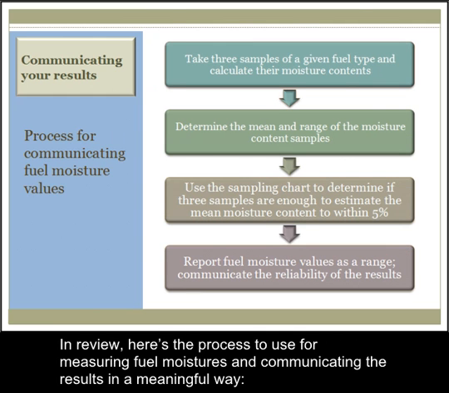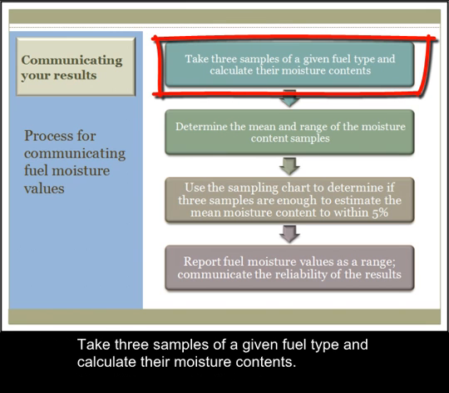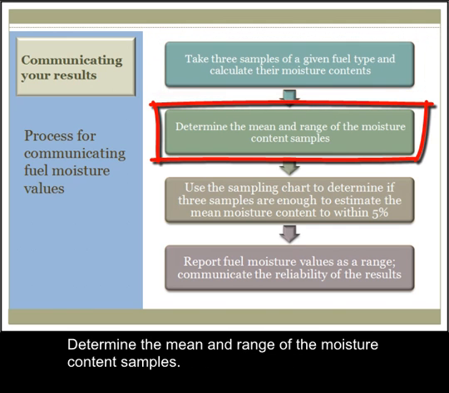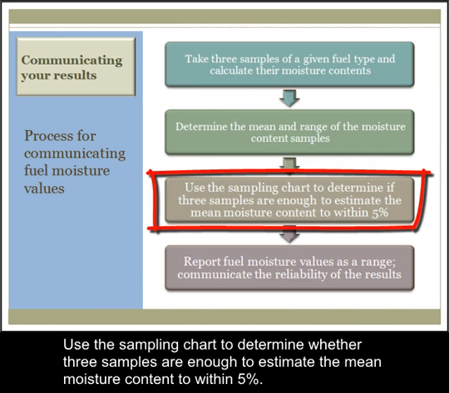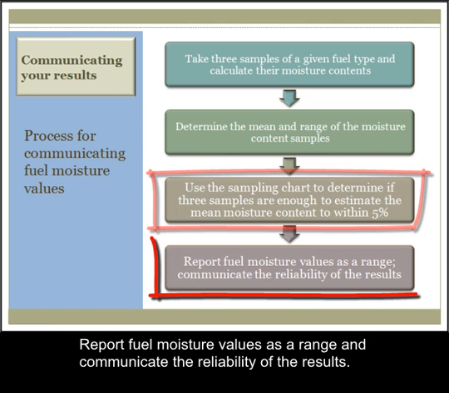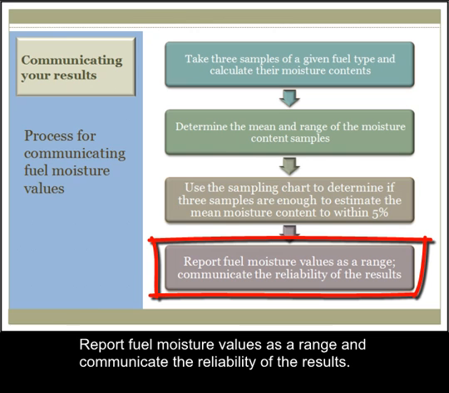In review, here's the process to use for measuring fuel moistures and communicating the results in a meaningful way. Take 3 samples of a given fuel type and calculate their moisture contents. Determine the mean and range of the moisture content samples. Use the sampling chart to determine whether 3 samples are enough to estimate the mean moisture content to within 5%. Report fuel moisture values as a range and communicate the reliability of the results.